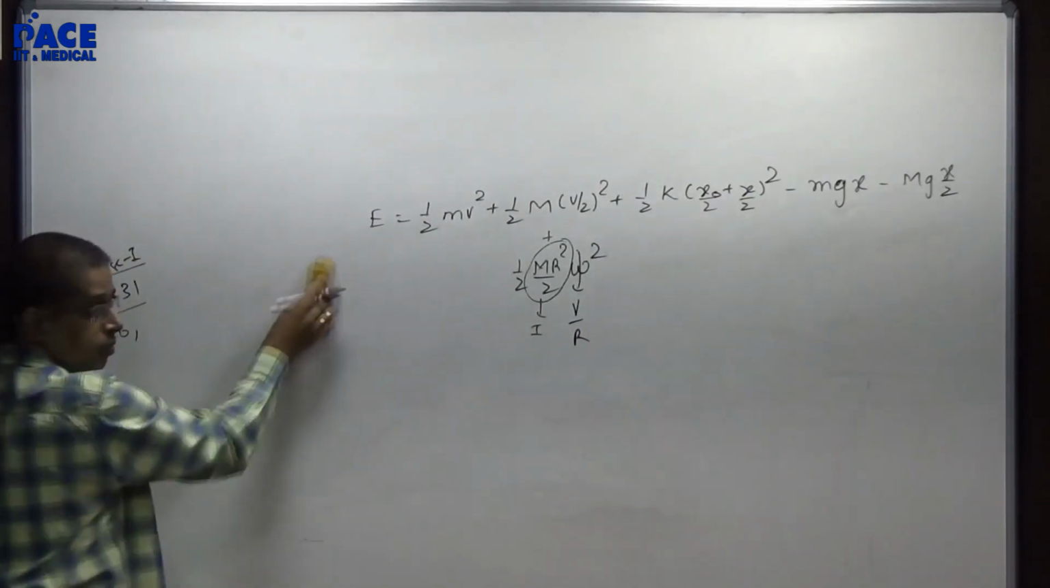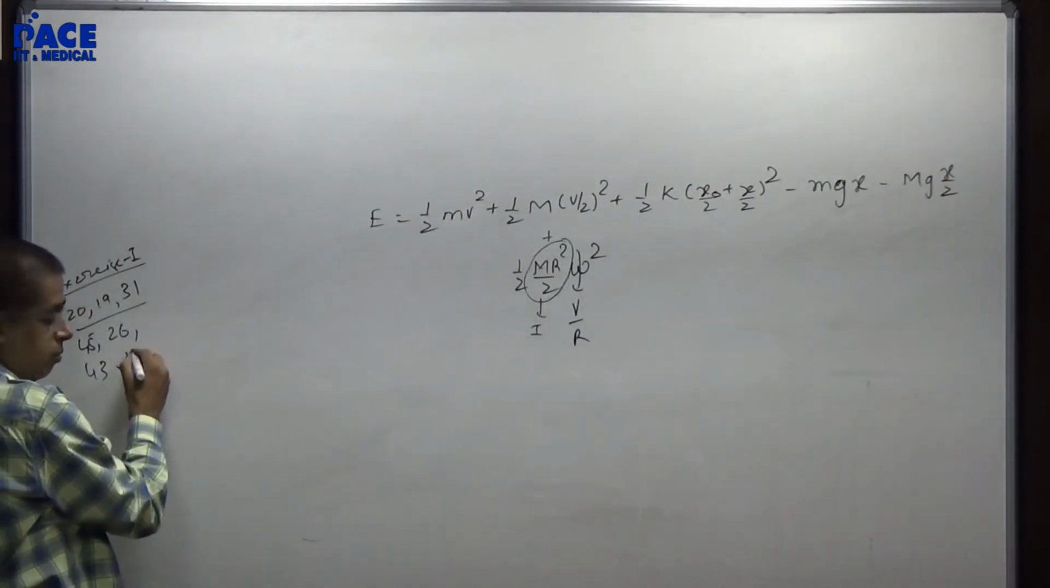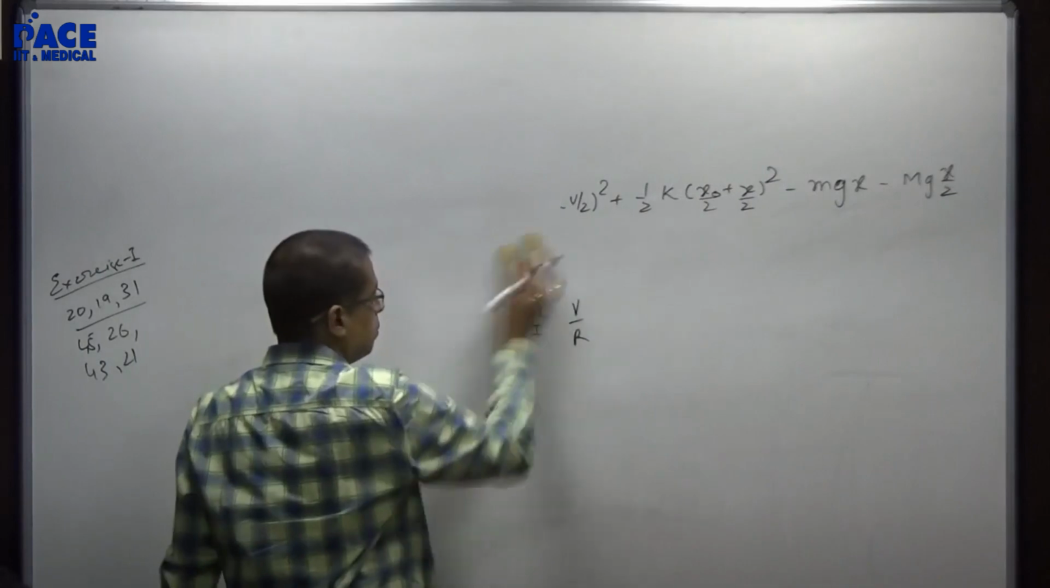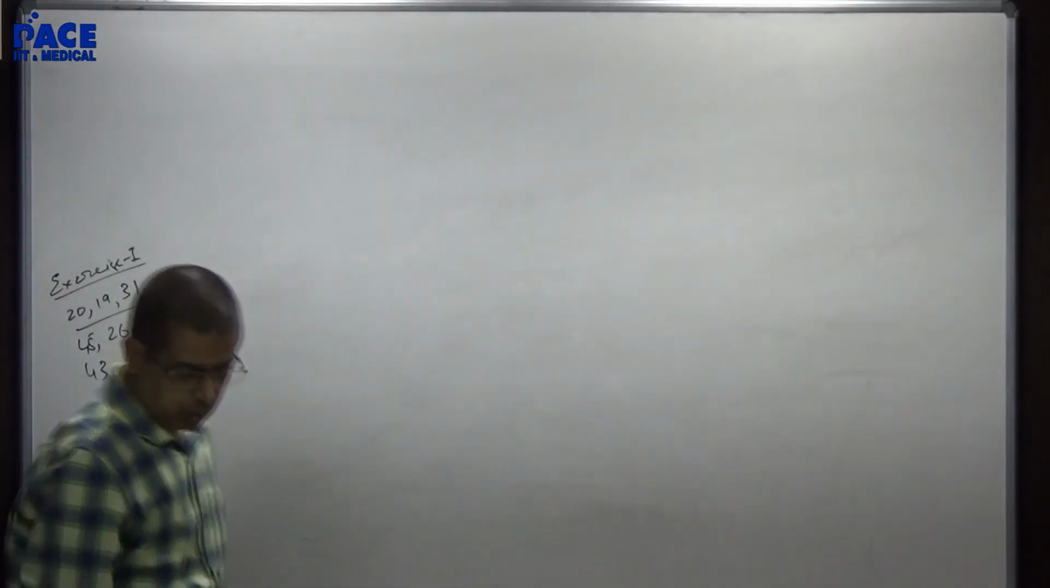I'm not matching the 21. This is one. Yes, sir. Sir, 41. First, let us complete this. Sir, 25 also, please. Okay.